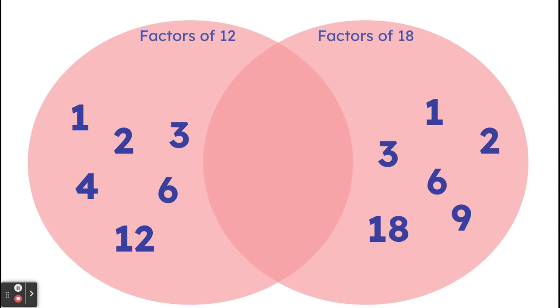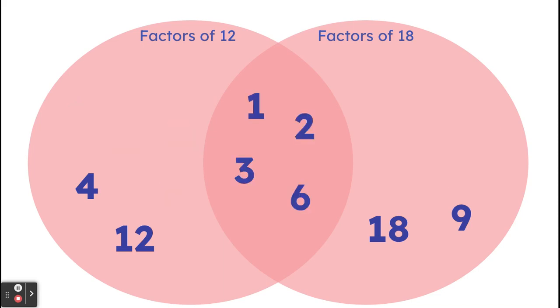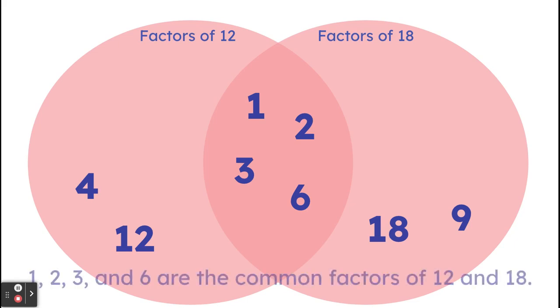Now, to find the common factors, what we want to do is identify the numbers that are the same between both 12 and 18. And I see a few right off the bat, starting with 1, 2, 3. So what we'll do with the Venn diagram is we'll move all the numbers that are the same into the middle because it applies to both. So the common factors of 12 and 18 are 1, 2, 3, and 6.